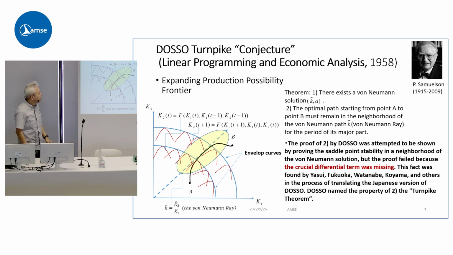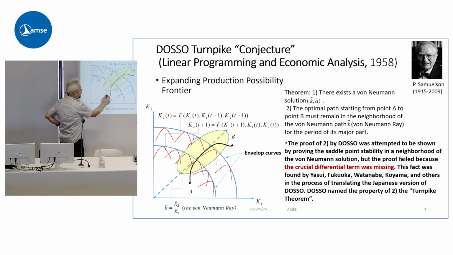Then after that, they proved the second theorem. This is important. This is the so-called Turnpike. But I should say that Turnpike was only a conjecture, and I'll tell you why. So they consider the following: a planner is now standing at this point A, and targeting B.